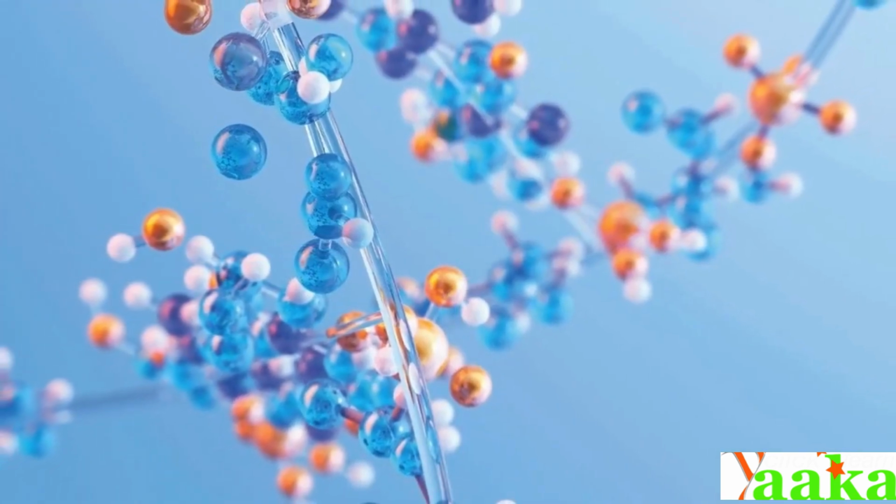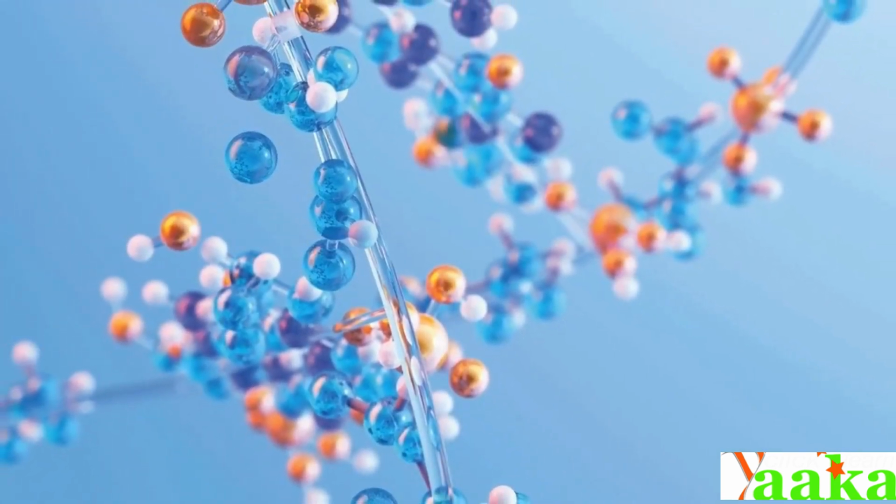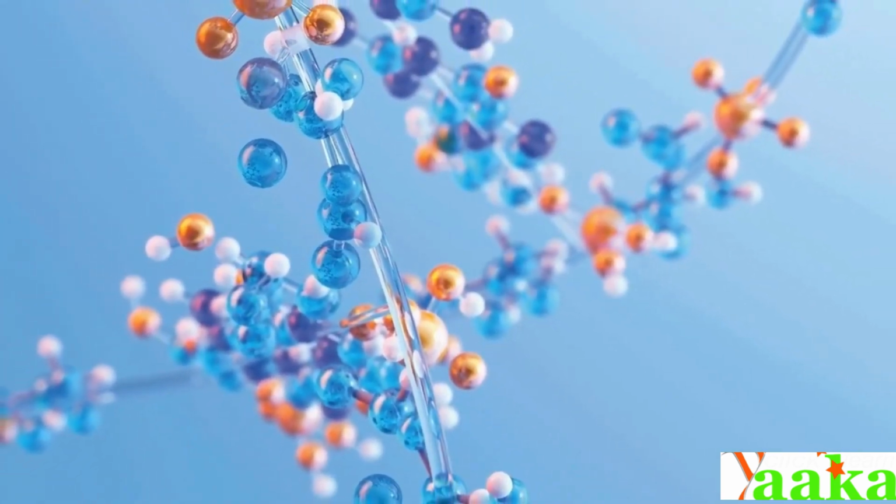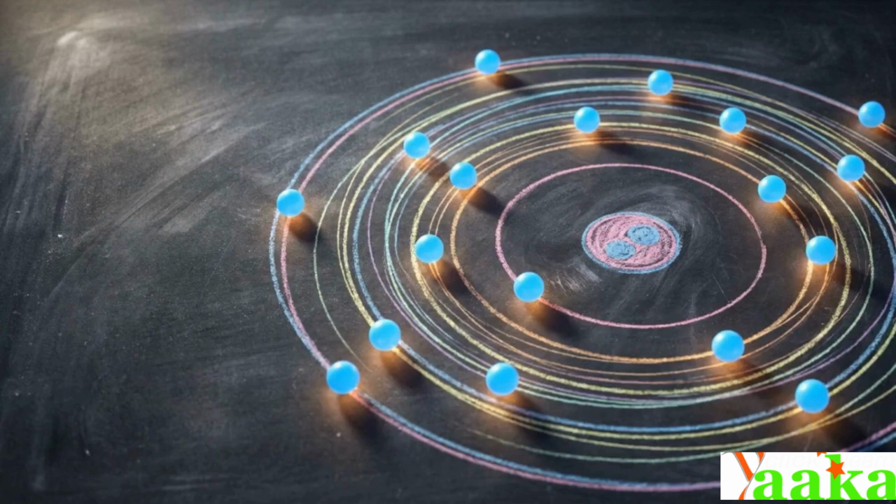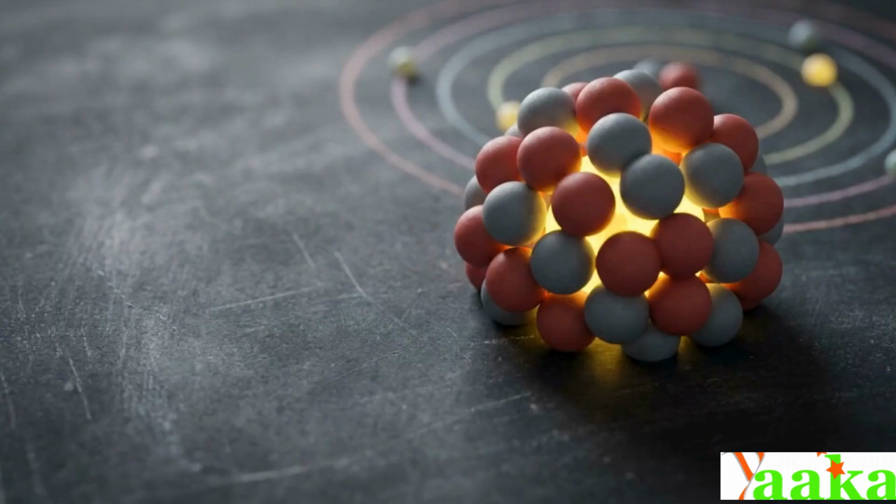To understand why elements behave the way they do, we have to look at the atom in two distinct parts. First, the outer electron cloud, which dictates how atoms bond and react to form the chemical building blocks of our world. Second, the heavy, dense nucleus at the center, which governs stability and radioactivity.